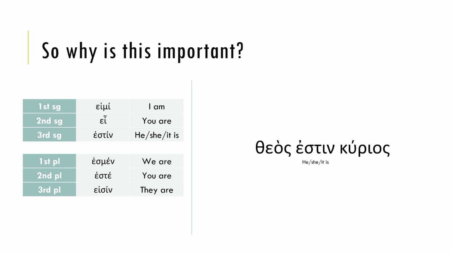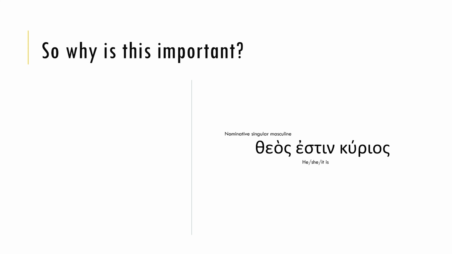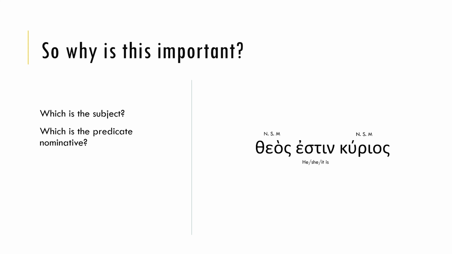If we parse theos, we find out that it is a nominative singular masculine, and I'm just going to shorten that to NSM for space here. And then if I parse Kyrios, which is the lexical form, that is also a nominative singular masculine. So I have two nominatives, and that leads me to the question: which is the subject, and which is the predicate nominative? I don't know. How do we find out?